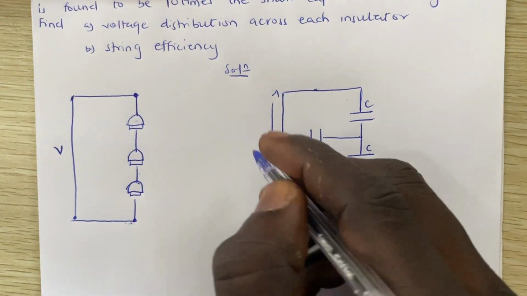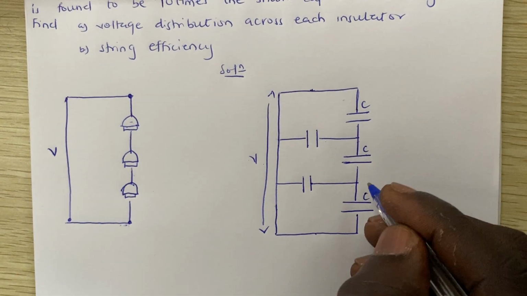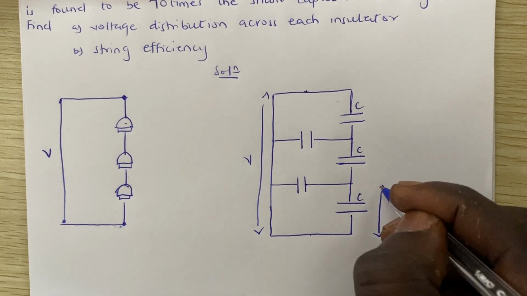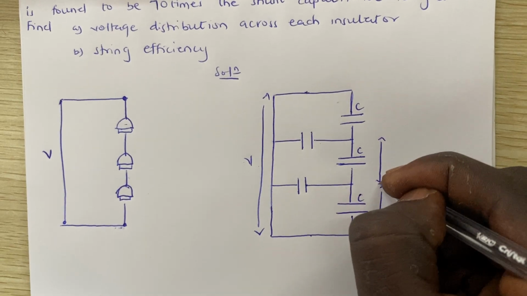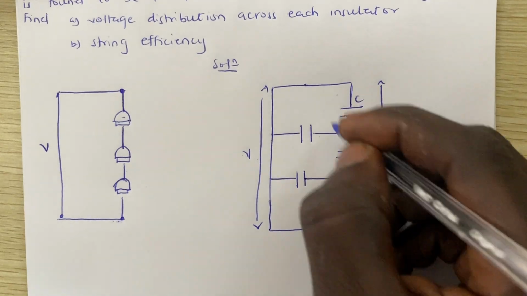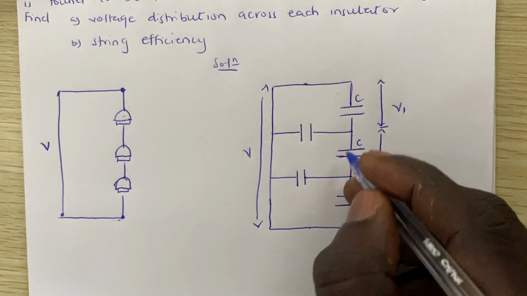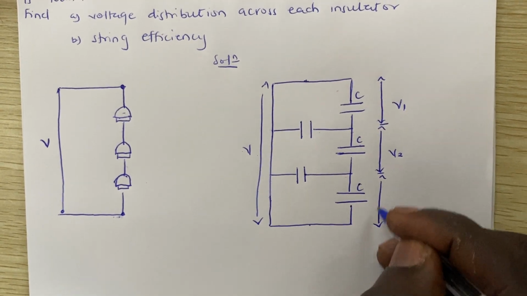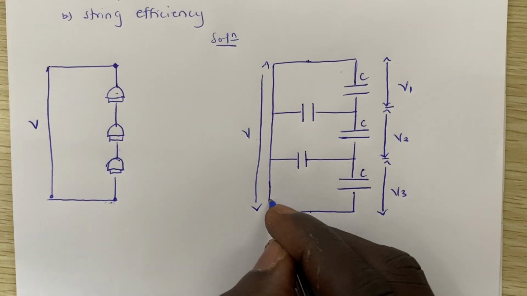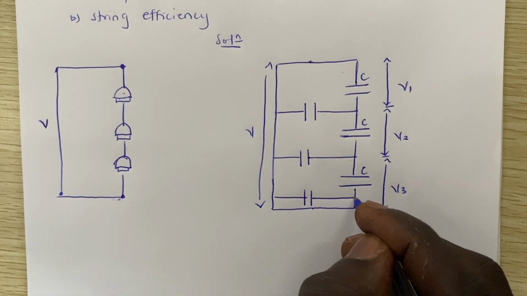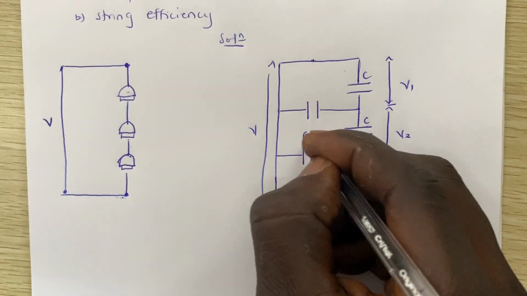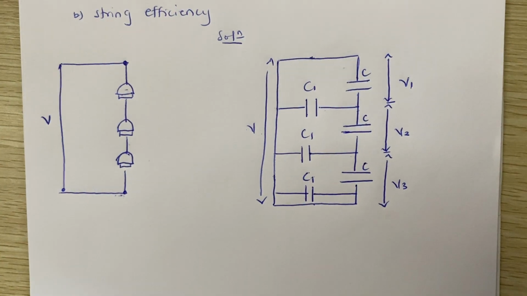So with this being said, we know that this is the total voltage across the string, which is our V, and then we are to find the voltage across each of these insulators, right? So we are going to make the voltage across this be our V1, across the second one be our V2, and across this be our V3, right? And of course, we are going to have a different capacitor here too. So we are going to make this also C1, and then C1 because they are also identical, right?